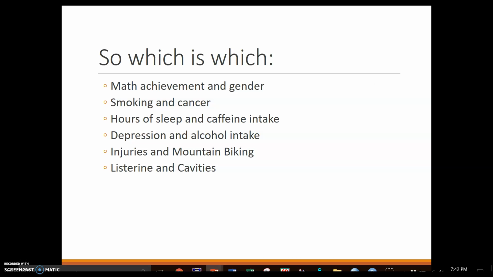But hours of sleep and caffeine are a little bit harder. If I didn't get enough sleep, I might take in more caffeine. Or if I had too much caffeine, now I may not sleep as well. So we would have to really define the relationship between those two.